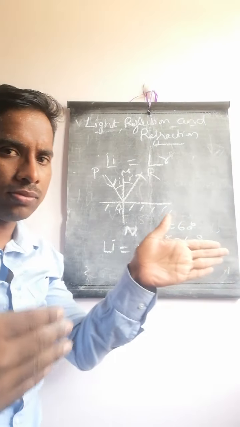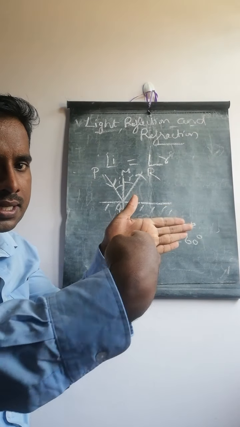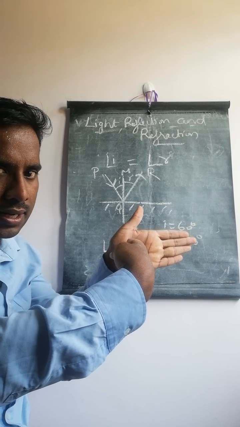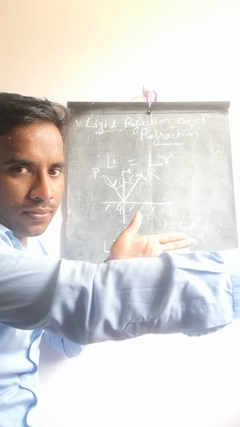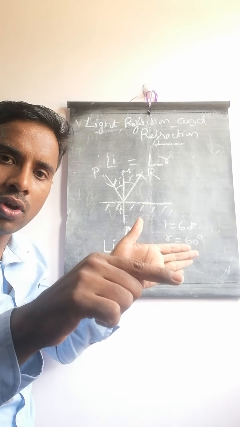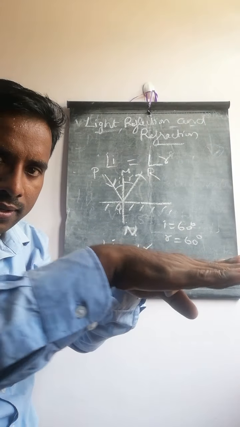Another example. Let me consider this is a reflecting surface and this is an incident ray. After hitting that reflecting surface, the ray reflects and goes in this direction. So I draw a normal here. In which plane are all these three lying? All these three are lying in this plane.